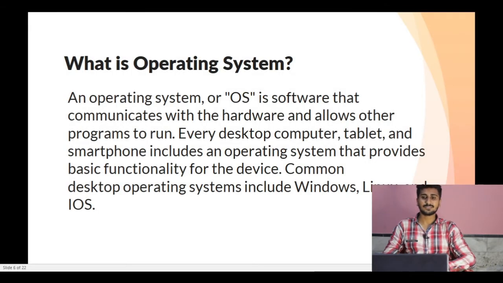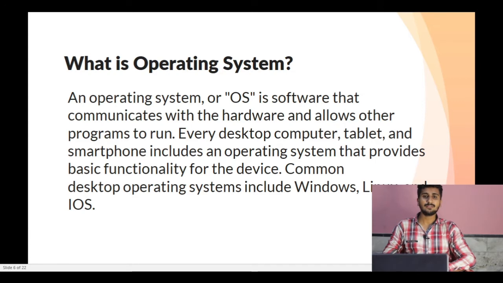What is operating system? An operating system, OS, is software that communicates with hardware and allows other programs to run. Why do we need an operating system to run programs? Because if I have a computer, it only has hardware but it does not have any software. Without an operating system, how will it run, how will it give me access to other programs and other hardware? So we need an operating system to use a hardware properly.